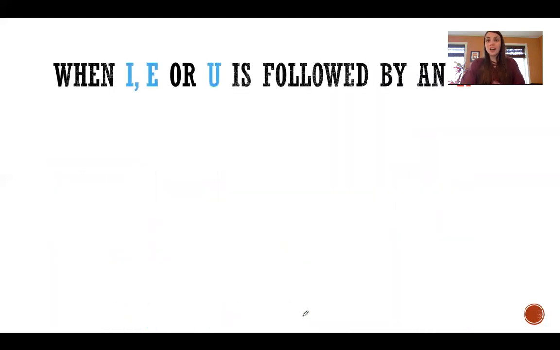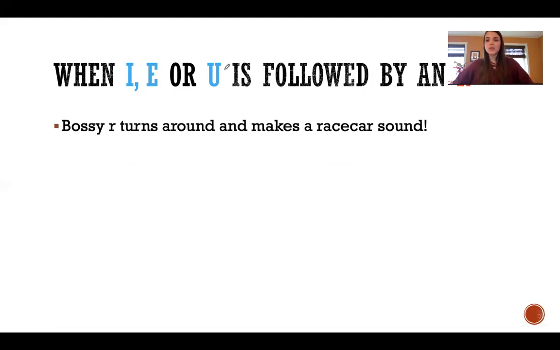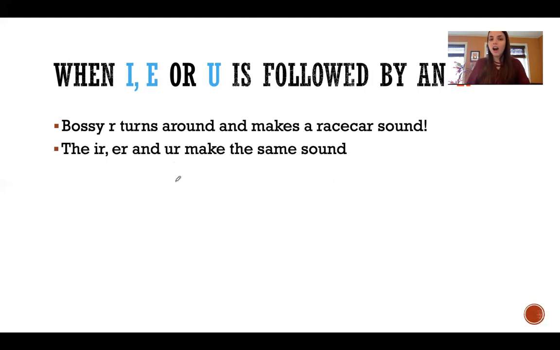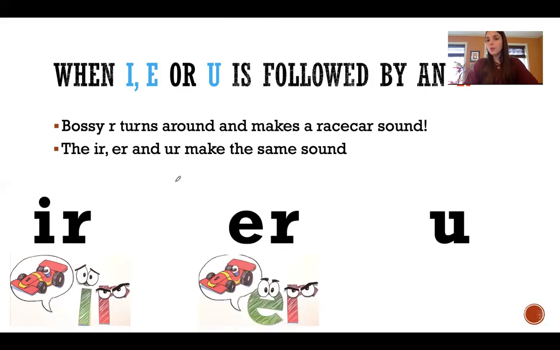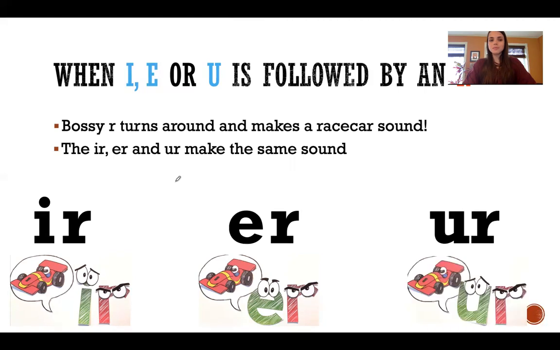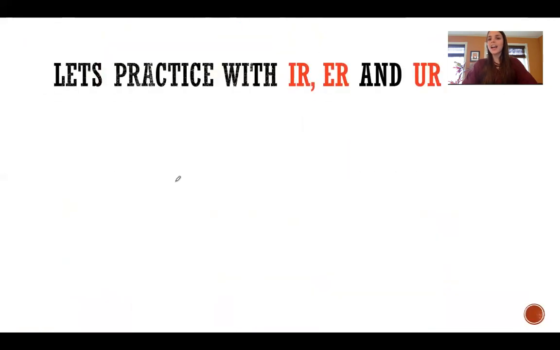Now bossy R is going to get a little tricky on us. When I, E, or U is followed by an R, bossy R turns around and makes a race car sound. The IR, ER, and UR all make the same sound. Let's see what that sound is. If I have I and R, it says arrr. ER says arrr and UR says arrr. Let's practice with IR, ER, and UR.